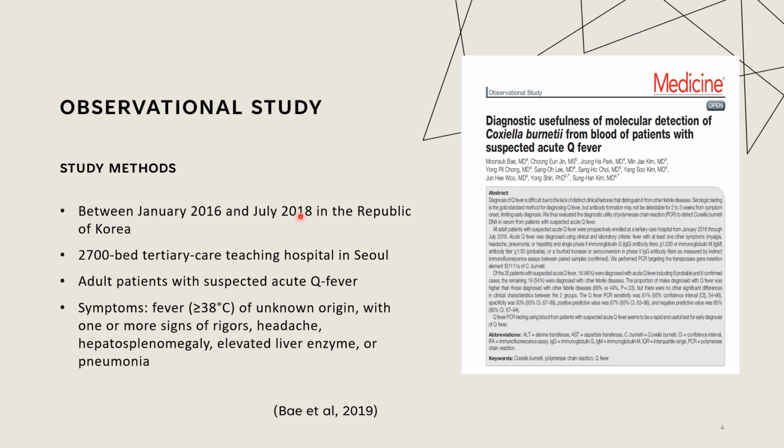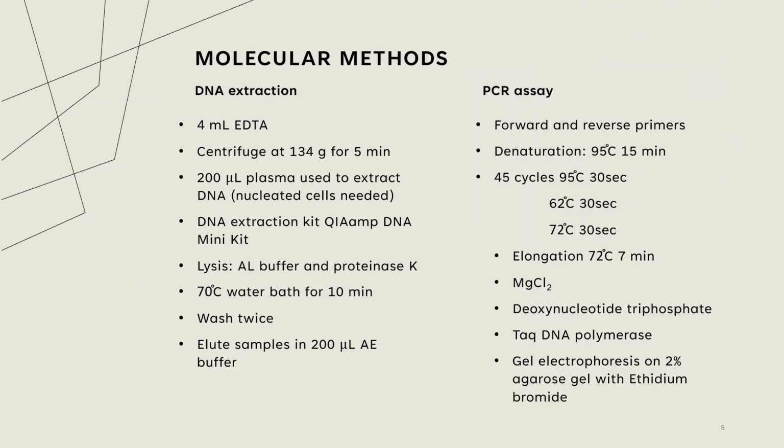Patients enrolled in the study were patients who were admitted to the hospital with suspected acute Q fever. Their symptoms had to be fever of unknown origin with one or more signs of rigors, headaches, hepatosplenomegaly, elevated liver enzymes, or pneumonia. The molecular methods used in this study were DNA extraction and a PCR assay.